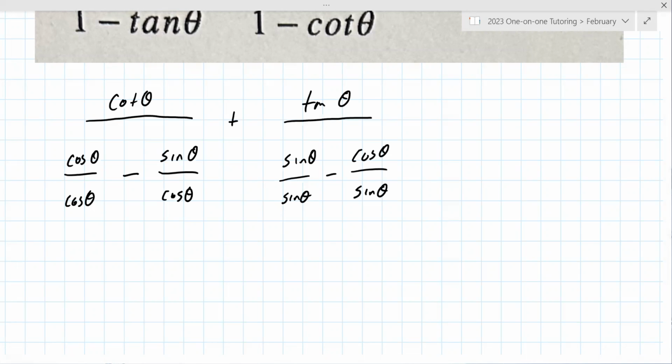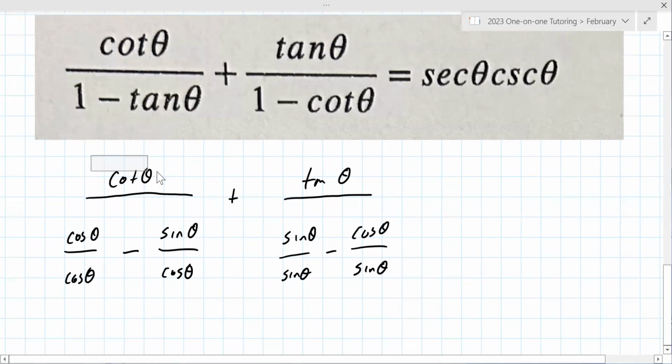And actually, I should do a bit more here. I should change cotangent into cosine over sine. And then tangent into sine over cosine. That would be better. That would be even better.